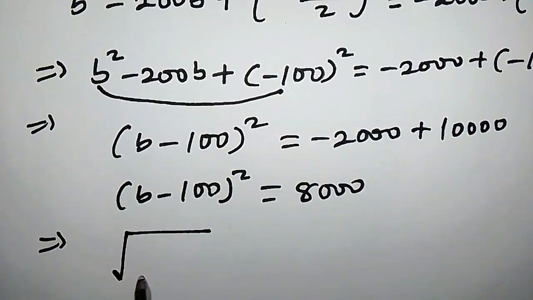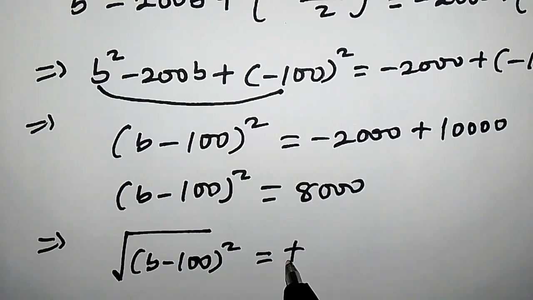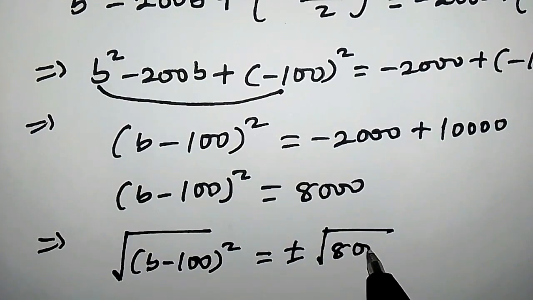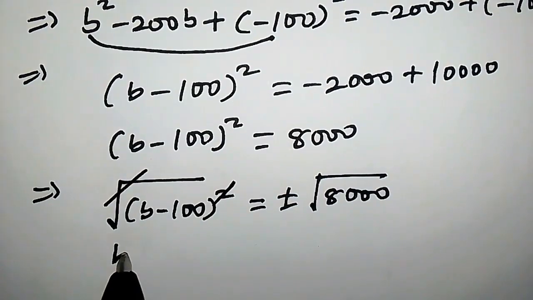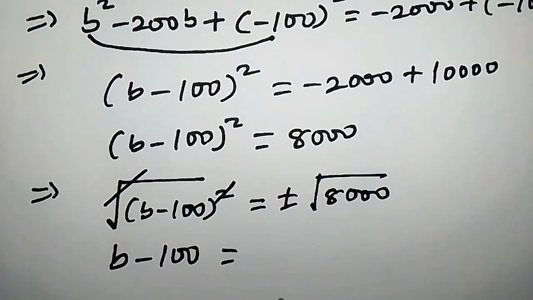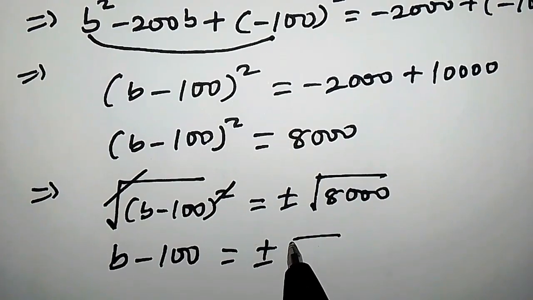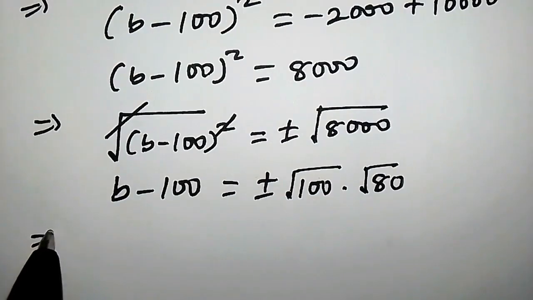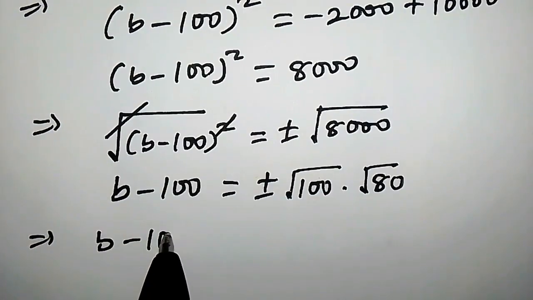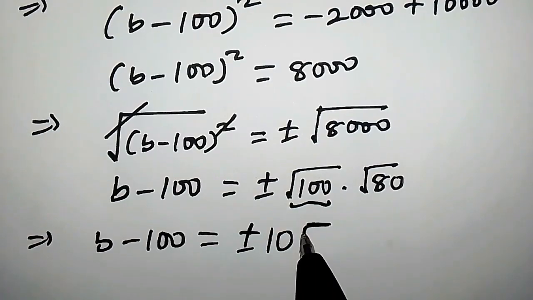So that will be square root of B minus 100 all squared equal to plus or minus square root of 8,000. Clearly, this square root takes care of this power. We have B minus 100 equal to plus or minus square root of 8,000, which could be written as square root of 100 times square root of 80. This means that B minus 100 equal to plus or minus, what is square root of 100? That is simply 10 times square root of 80.